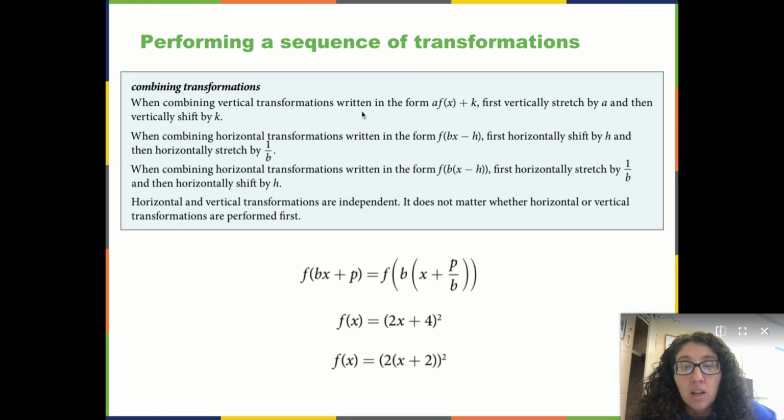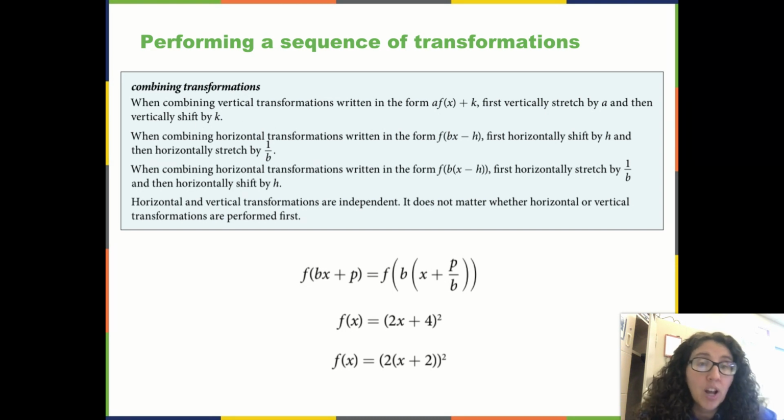First one, if you have a vertical stretch or shrinkage and a vertical shift, you first vertically stretch and then vertically shift. Okay, and the same goes for horizontal. First you stretch, then you shift.